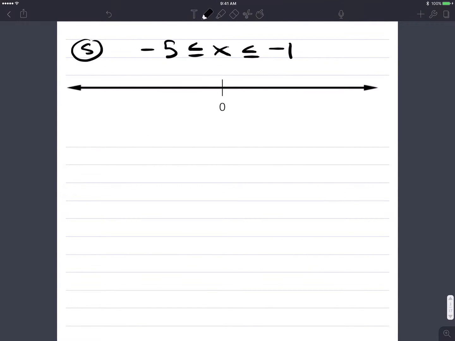Question 5. We're going to try to describe on a graph by shading the numbers that are between -5 and -1. We're going to first have to start by locating where both -5 and -1 would be on the real number line. If I go to the left of 0, -1 might be here, and further to the left, I'll reach -2, -3, -4, and finally -5, possibly over here.